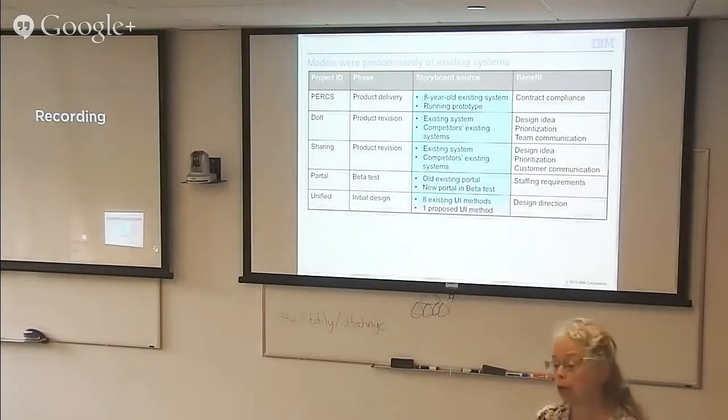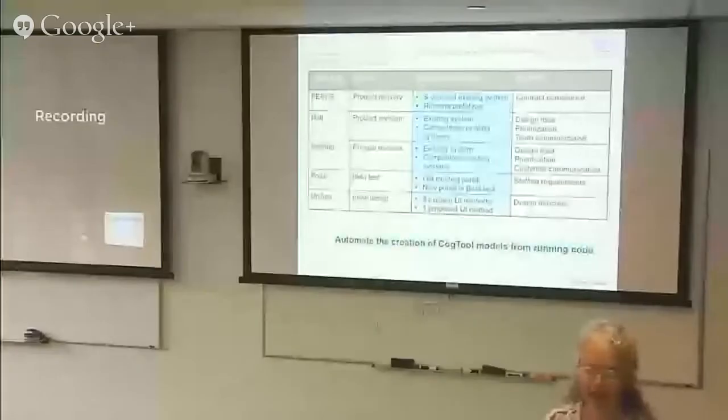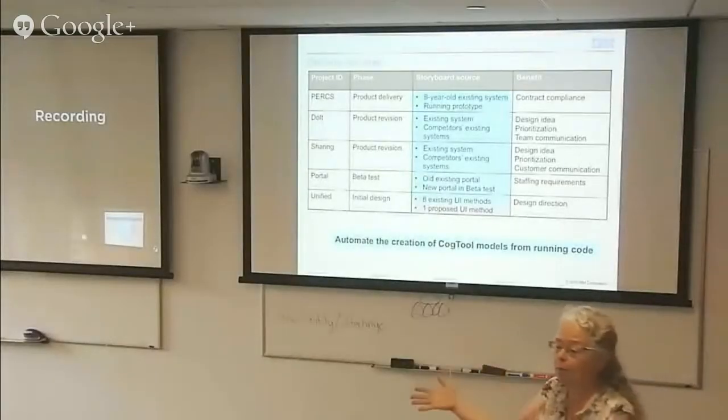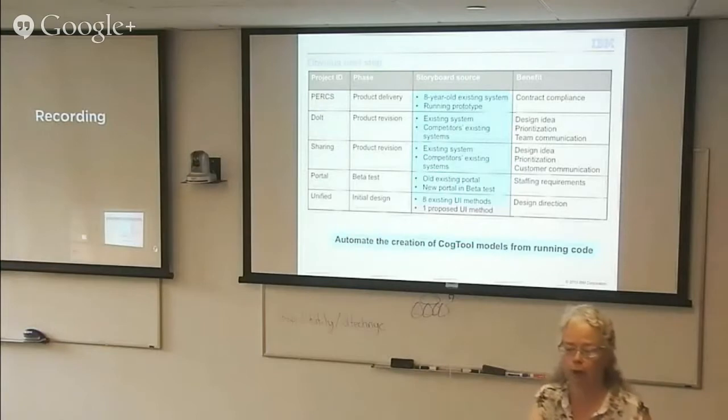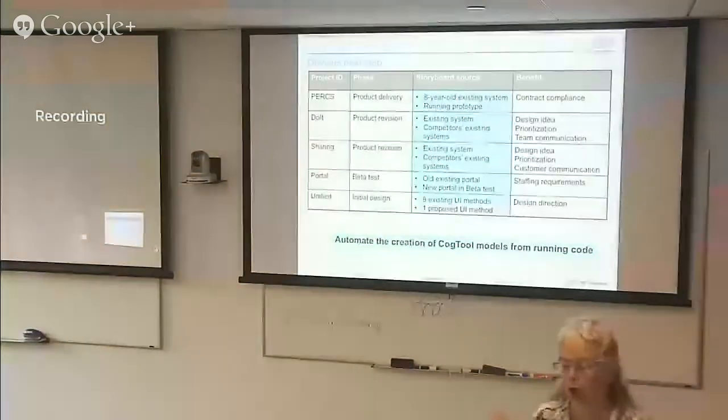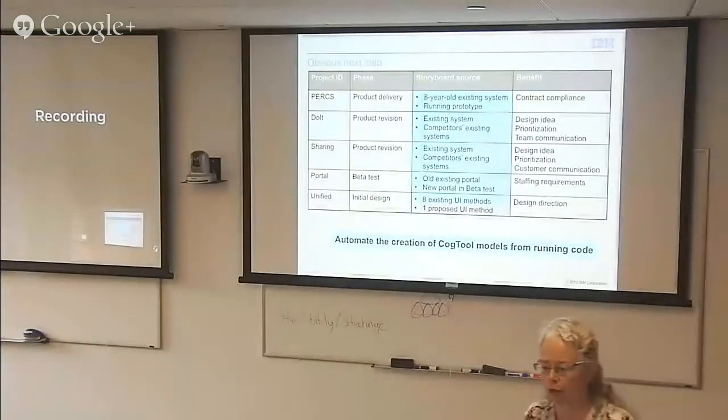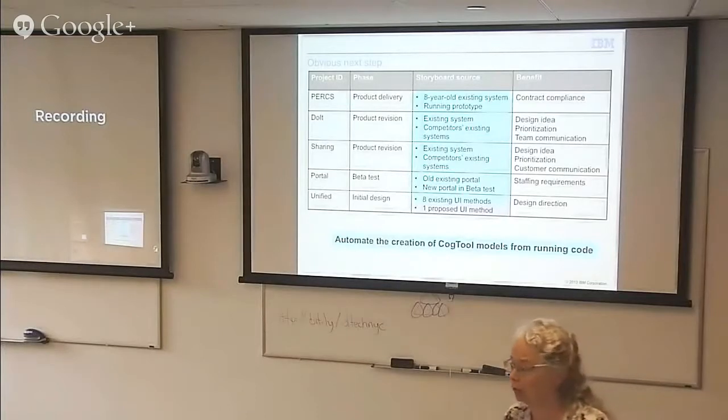Well, it seems kind of stupid to make a storyboard out of something that already runs. And that's what we were doing. We were taking screenshots of things that run, making these storyboards. So the obvious step is, can we automate the creation of Cogtool models when you have the running code? Now, you won't have your competitor's code, but you'll at least have your code if you're doing version N and version N+1 and all that sort of stuff.